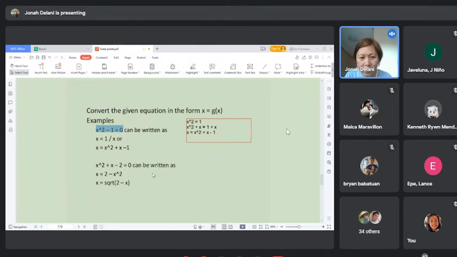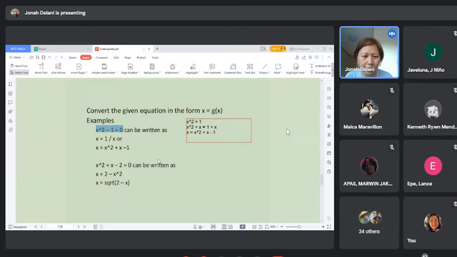Let us try the other example below. Let's say we have x squared plus x minus 2 equals 0. So I can write this into a fixed point form by transposing, solving x in terms of x. Transposing 2, it becomes positive 2, and then the x squared becomes negative x squared. Follow only the one below.